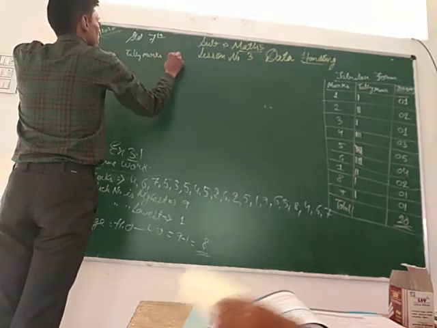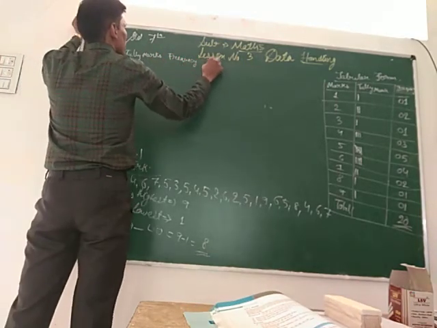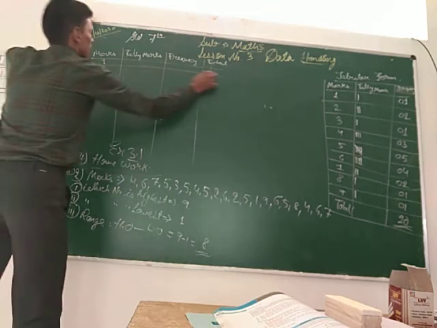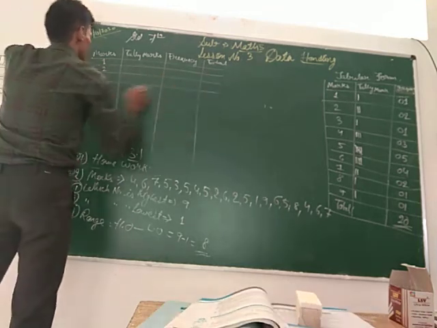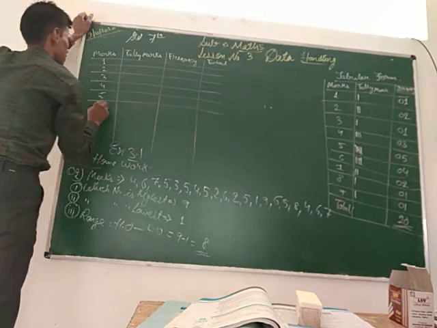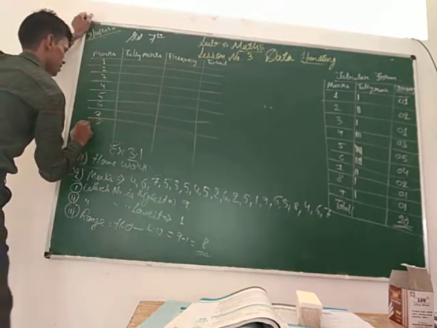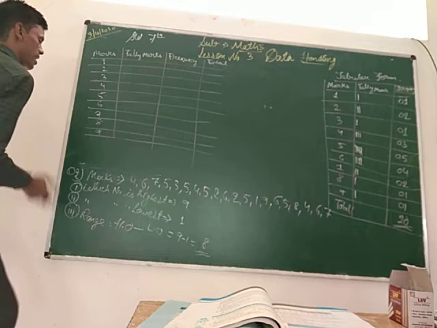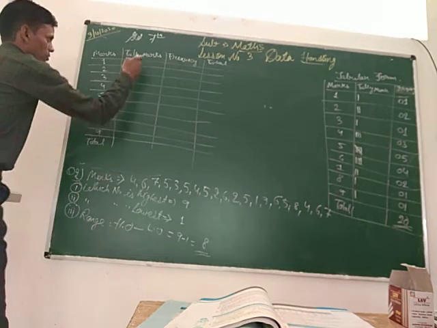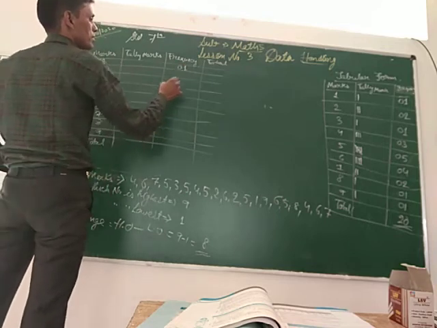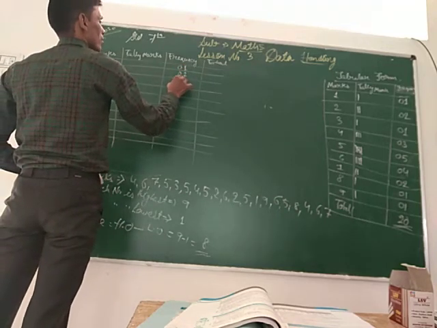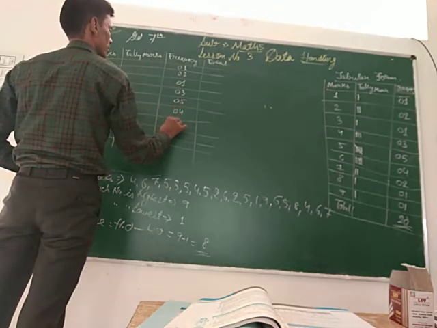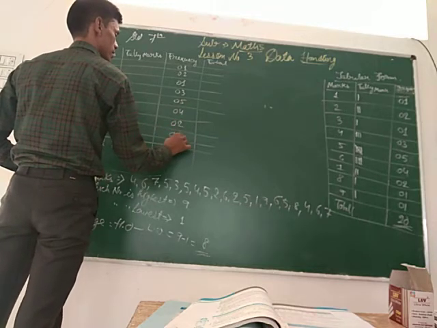Then frequency, and so on, like this. 1, 2, 3, 4, 5, 6, 7, 8, 9, and 10. I am not writing the tally, I am writing only the frequency: 1, 2, 1, 3, 5, 4, 2, 1 and 1, total 20.